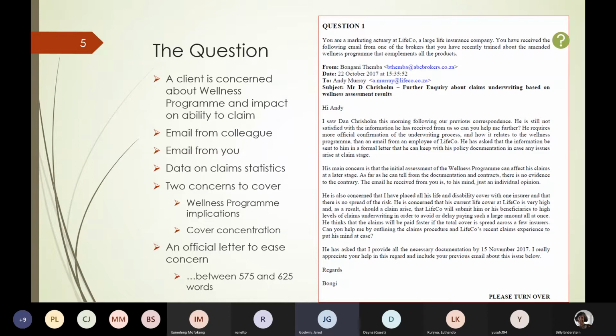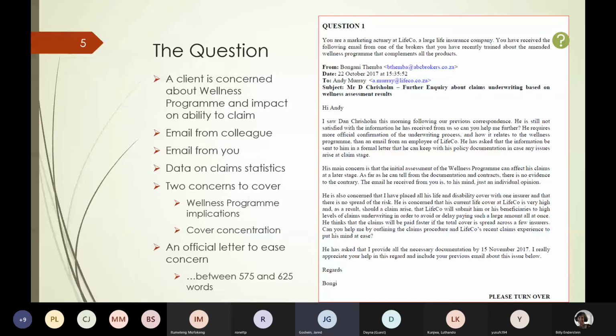But there were two concerns this client had. One was around the wellness program implications, as I mentioned. But there was also a secondary concern about their cover. I said cover concentration here, but they were worried that they've got high amounts of cover, all with one insurer, and that the insurer won't be able to pay. So not only might the insurer use the wellness results to deny the claim because the wellness shows that I'm unhealthy, but they were also worried they had too much cover with one insurer and the insurer wouldn't be able to pay.